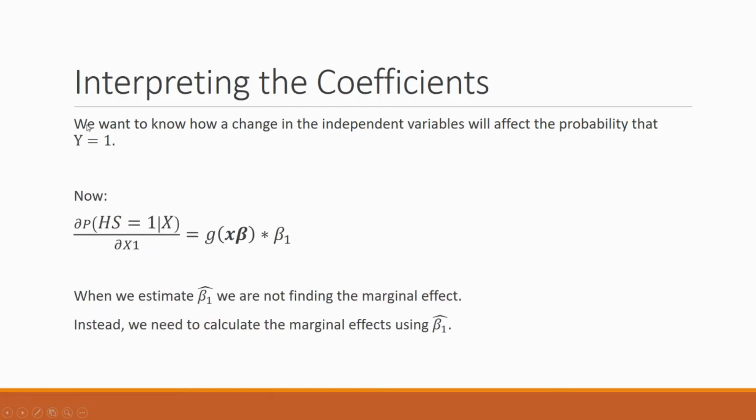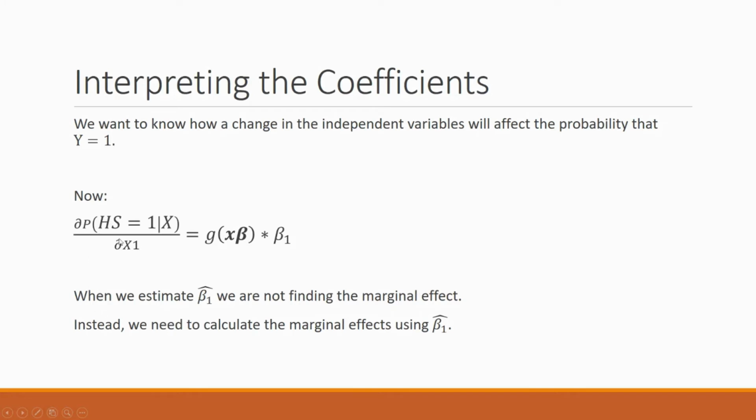Okay, so we want to know how a change in the independent variables will affect the probability that y will equal 1. So what we want to know is this: the change in the probability given a change in x1. And we know that that will equal this. When we estimate beta 1 hat, we are not finding the marginal effect. When I say marginal effect, I mean this. A marginal effect is how a change in the independent variable will affect the probability. It's the effect on the margin. It's the effect of a 1 unit change in x1 on the probability.